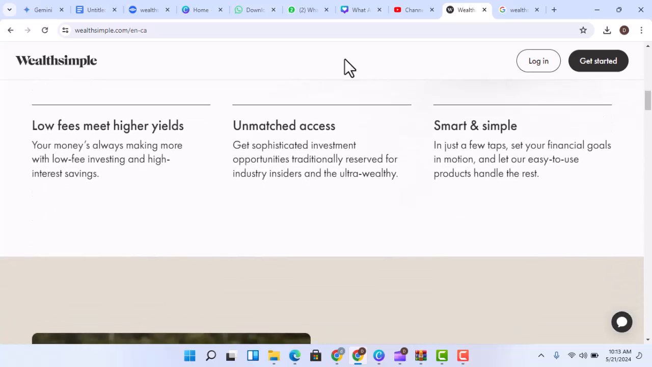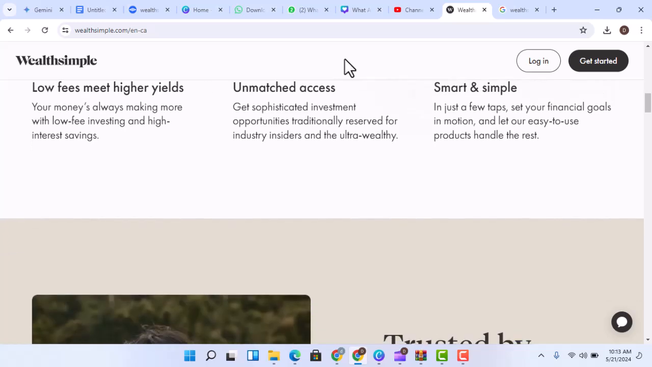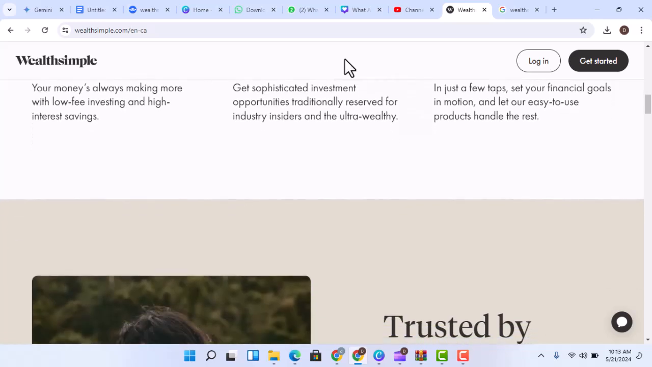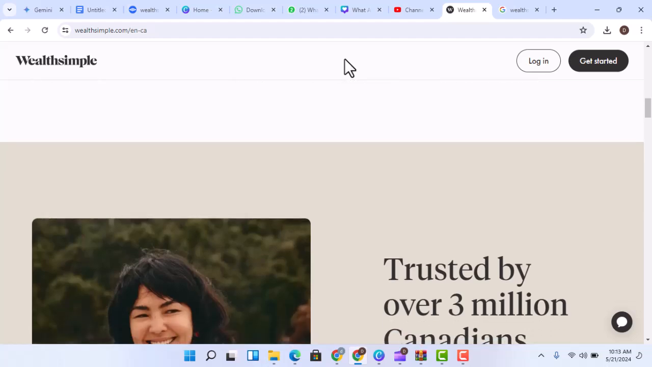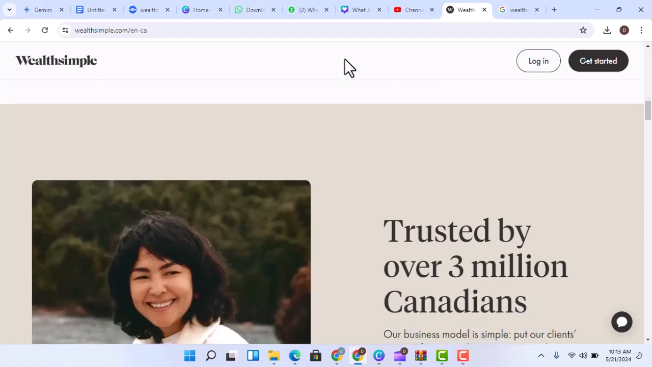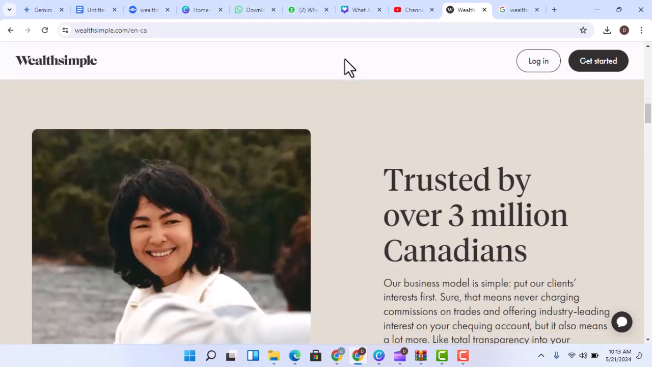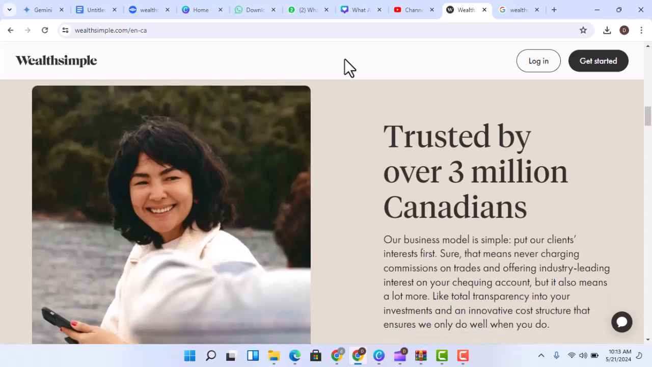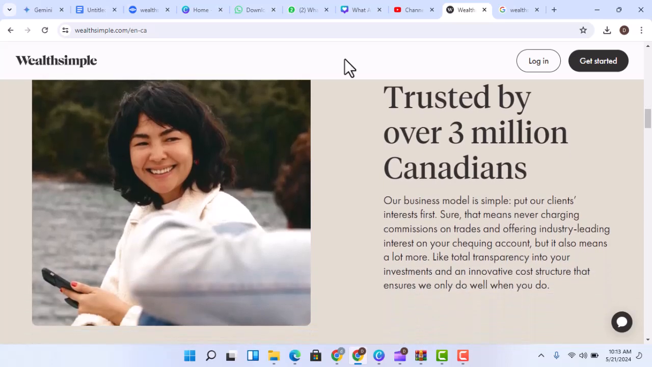This includes cloud infrastructure. They leverage cloud computing services from major providers like Amazon Web Services, AWS, or Microsoft Azure. This allows them to scale their infrastructure quickly to meet growing demand.